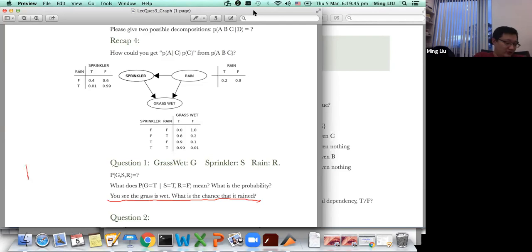As you can see, we want to solve R is true given the grass is true. So what is that?